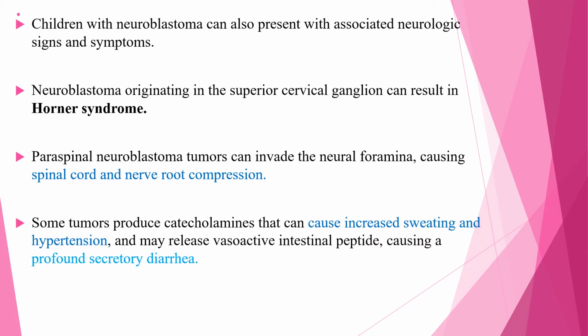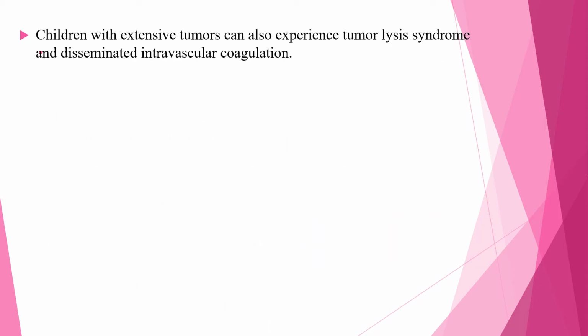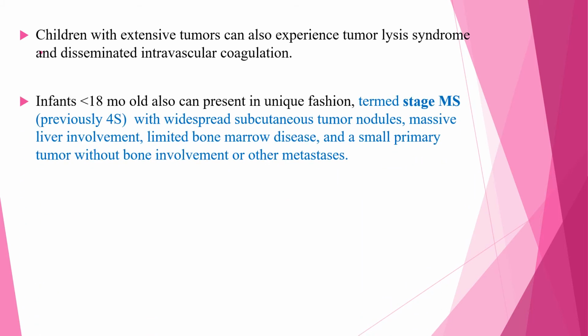Some tumors produce catecholamines that can cause increased sweating and hypertension, and some might release vasoactive intestinal peptides, causing a profound secretory diarrhea. Children with extensive tumors can also experience TLS and DIC. Infants less than 18 months old can present in a unique fashion termed stage MS, with widespread subcutaneous tumor nodules, massive liver involvement, limited bone marrow disease, and a small primary tumor without bone involvement or other metastasis. Stage MS, which was previously known as stage 4S, can spontaneously regress.